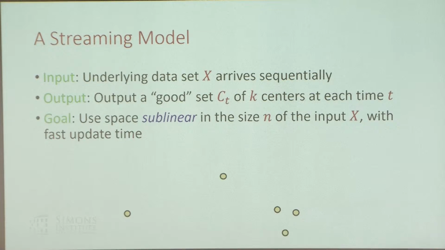All right, so this is a streaming model talk. So we'll have an underlying data set X that arrives sequentially. And in the case that we consider, at each time t, we want to output a good set C_t of k centers. Again, we can't actually give each point its closest label, because if there are n points, that would take n space. So again, we're doing implicit clustering. And our first goal is to use space that's sublinear in the size n of the input. In fact, we want space completely independent of the input. And we want fast update time for some definition of fast. Okay.